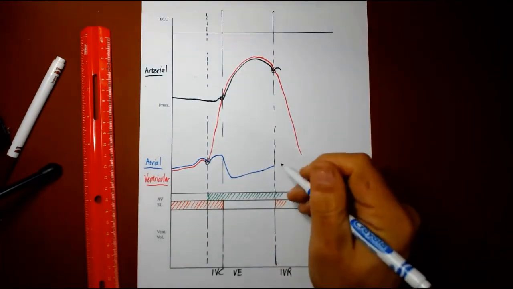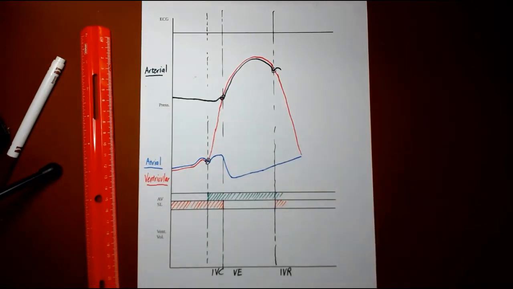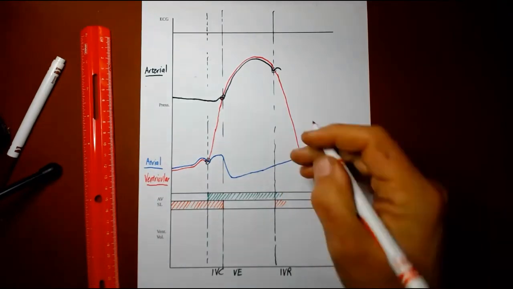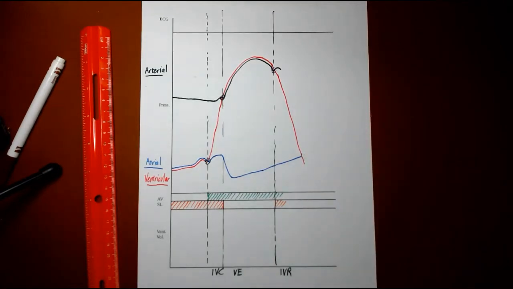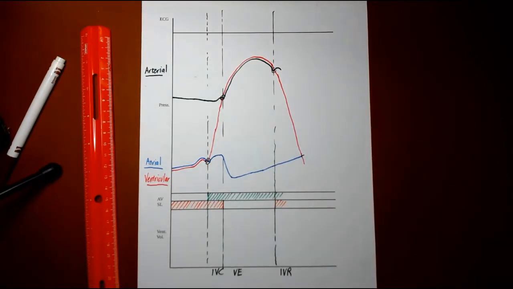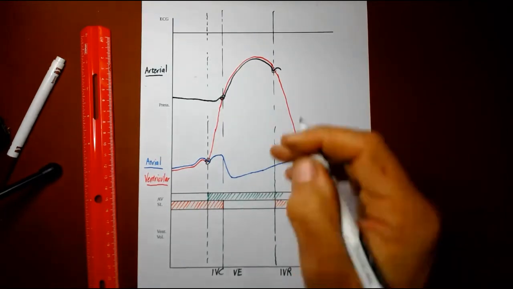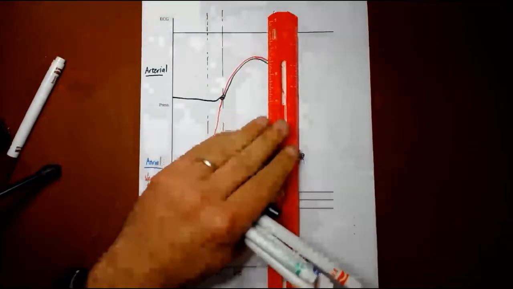Atrial pressure was continuing to rise, but at the point where the ventricular pressure drops below the pressure in the atria, right here, we have another crossing of pressure lines. Those are always important. So let's note that one.